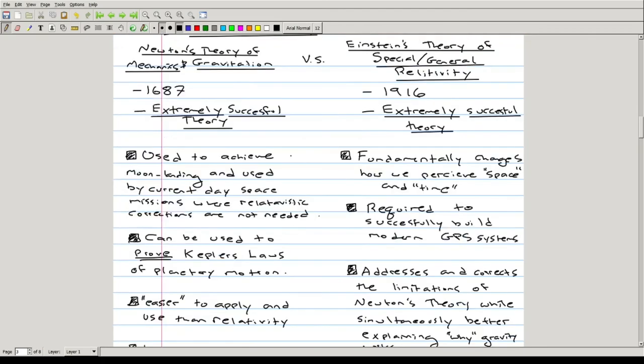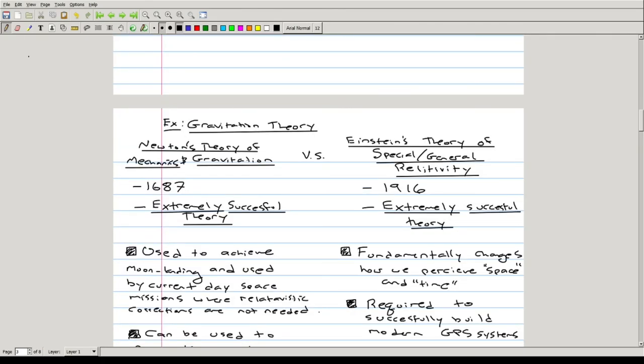But in terms of just theories of gravitation, the more modern theory, and some people would say the better theory, is Einstein's theory of special and general relativity. But I wouldn't say that it's better. I just think that it's more modern and more accurate. And significant accomplishments in mankind have been achieved by both theories. World-changing accomplishments have been attained using both these theories.